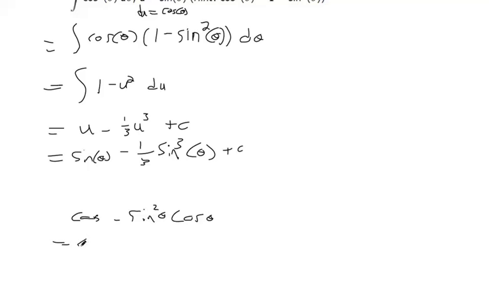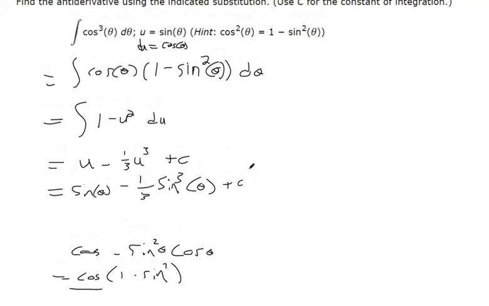And you could factor out a cosine from both of those. And you get 1 minus sine squared when you factor it out. And 1 minus sine squared is cosine squared. So we have the correct antiderivative.